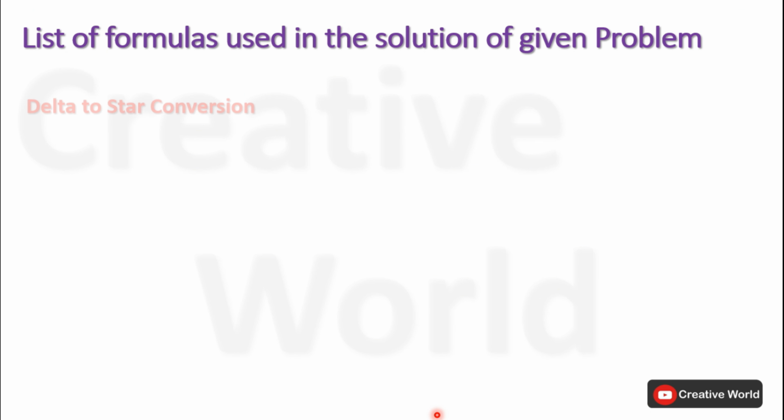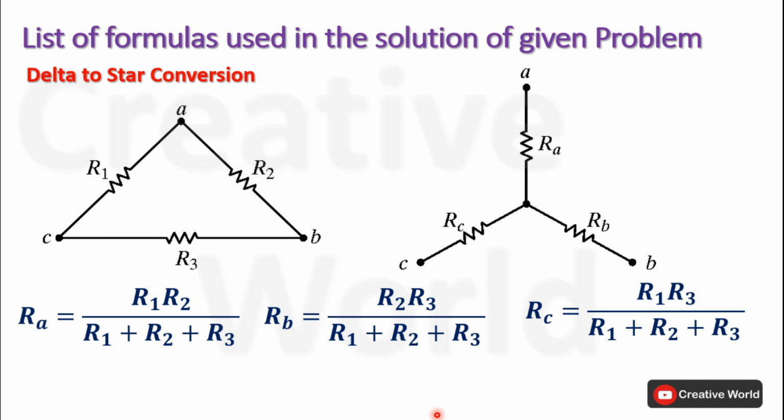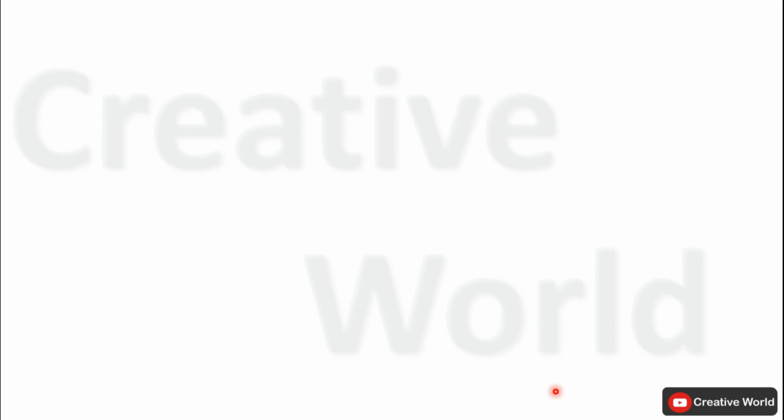While solving this problem, we will be using delta to star conversion formulas that are listed here. We know that in order to convert any delta connection into star connection, we have to follow these three formulas. Ra of star connection will be equal to the product of these two resistances divided by the sum of all resistances in delta connection. Similarly, formulas for Rb and Rc of star connection are given here. Now move towards the problem.